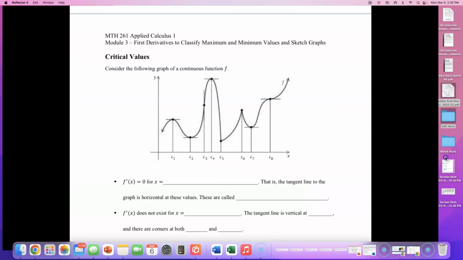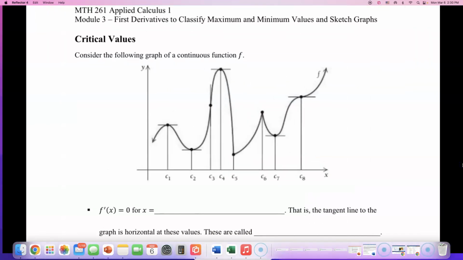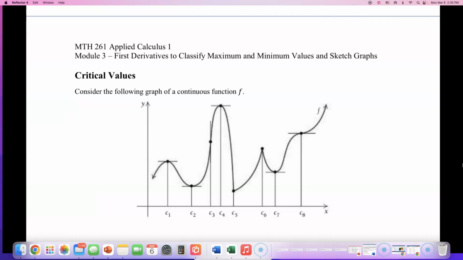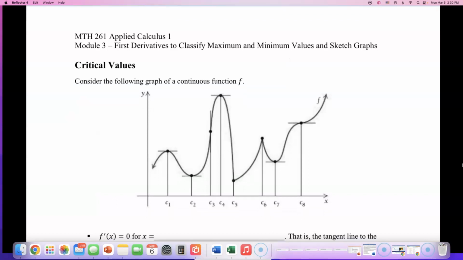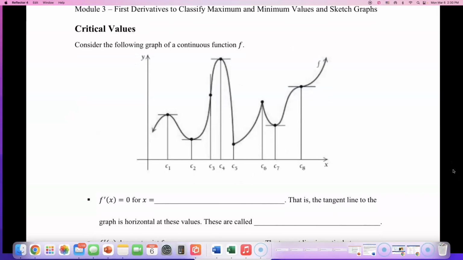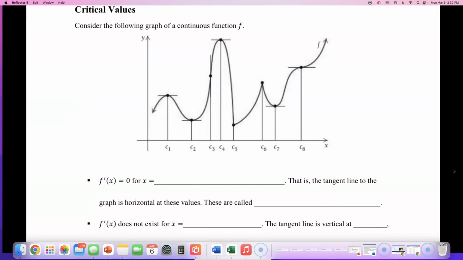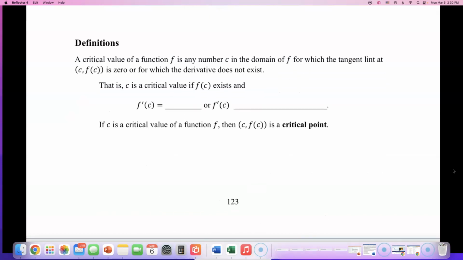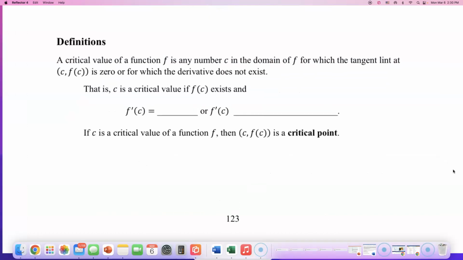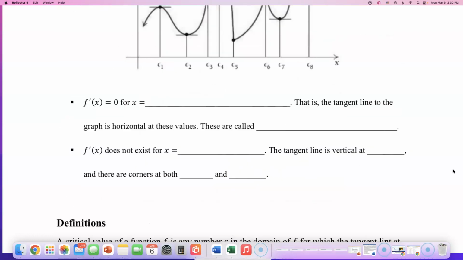I think I was saying the word critical values in the previous examples when I was going over them, before I actually defined and talked about them with you. But a critical value is when the derivative is either equal to 0 or undefined. So here, let me fill out these definitions, which are actually at the bottom of this page. I'm going to fill out this definition part and then go up and answer this question, okay?